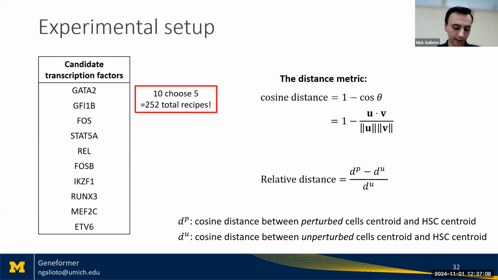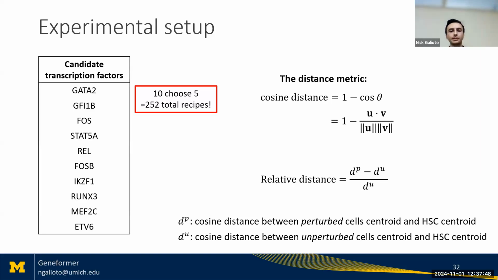So the experimental setup that we have for this is we have a set of 10 candidate transcription factors. These are a set that we have identified in the lab that might be good for reprogramming, and then some of them are also present in the literature as well, affirming that our estimates are meaningful. And what we'll do is for these 10 transcription factors, we'll choose 5 of them, and we'll try every combination of those 5. So what it ends up being is 252 total recipes that we put through the Geneformer.